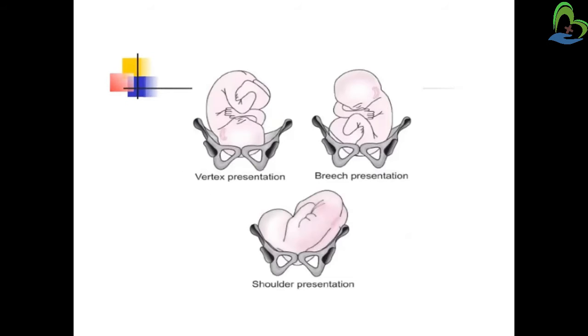Okay, so you can see the first pic, vertex presentation. The head part is occupied. That's why it is the vertex presentation or cephalic presentation. Second one, you can see the buttocks occupy the lower pole of uterus. That means it is the breech presentation. Third one, you can see the shoulder occupies the lower pole of uterus. That means it is the shoulder presentation.